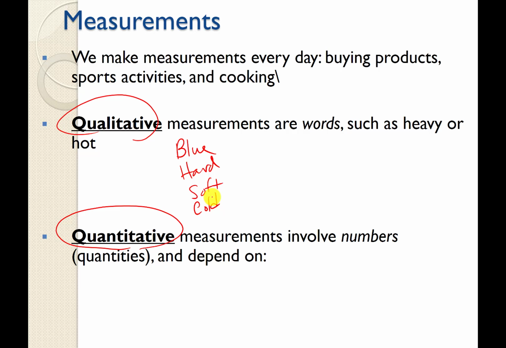Now when we put numbers in those observations, then we have a quantitative observation. Some examples of quantitative observations are: the object is 12 inches in length, the drink is 3 liters, or the runner took 60 seconds. All of these are quantitative measurements simply because they involve numbers. That's really the key difference. Qualitative observations are words, quantitative observations include numbers.